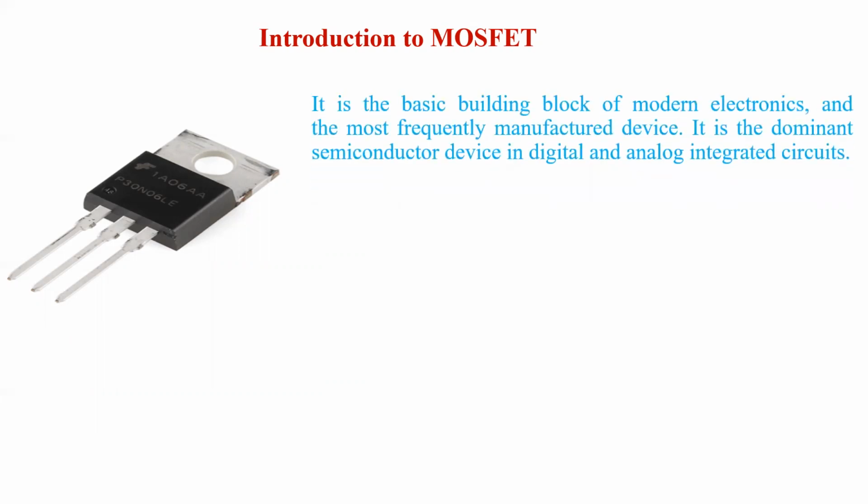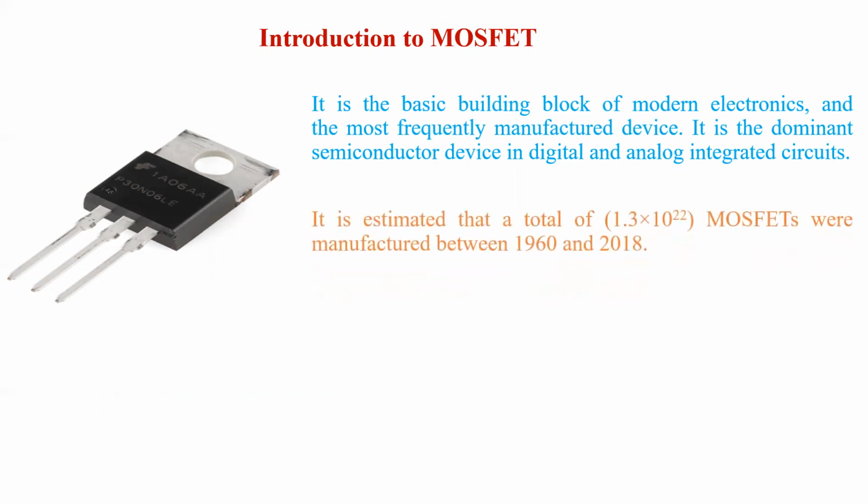So it is a basic building block of modern electronics and the most frequently manufactured device, as you know today. It is the dominant semiconductor device in digital and analog integrated circuits. In any IC, we find billions of MOSFETs fabricated. It is estimated that a total of 1.3 times 10 to the power 22 MOSFETs were manufactured between 1960 and 2018. So you can imagine how important MOSFETs are. You can't even imagine this number. It is very high.